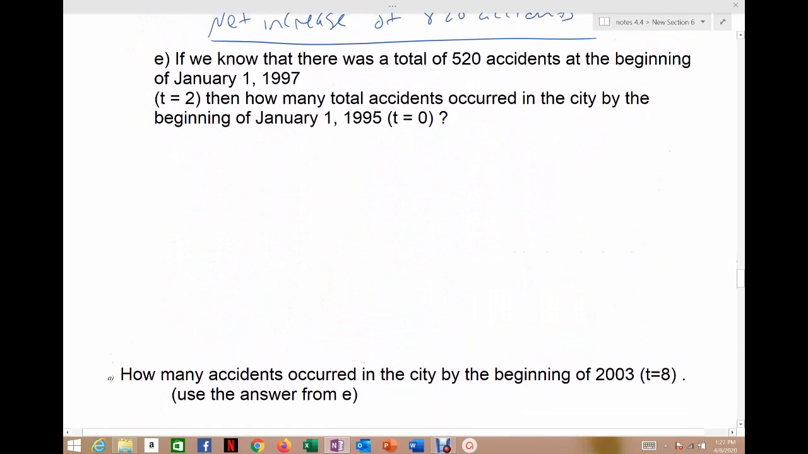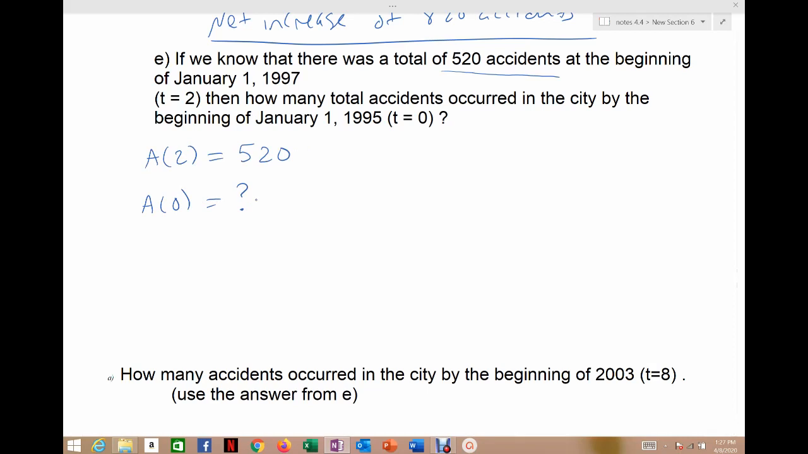If we know there were a total of 520 accidents at the beginning, so when they started the study, so the beginning of 1997. All right, 2 years into the study, we know there are 520 accidents that they took into account by January 1st, 1997. All right, times 0. How many total accidents were in the city by the beginning of 1995, the beginning of the study? Where did they start? All right, well, I know 2 years in, 520 was how many accidents they took into account. We want to know at time 0, at the start of the study, how many accidents did they have. All right, so we want to find that.